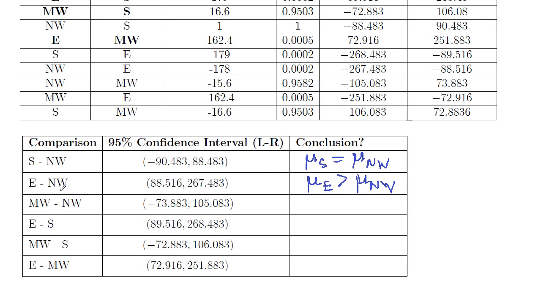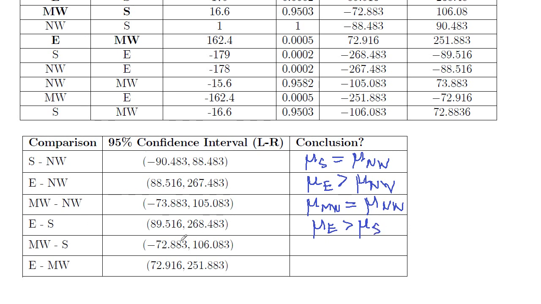Between Northwest and Midwest here, the interval contains 0. So that's telling us that those population means are not statistically different. So the mean for the Northwest would equal the mean for the Midwest. And then East to South, this one is positive. So this difference is positive, so that means that the first mean is bigger than the second. So the mean for the East is also greater than the mean for the South.